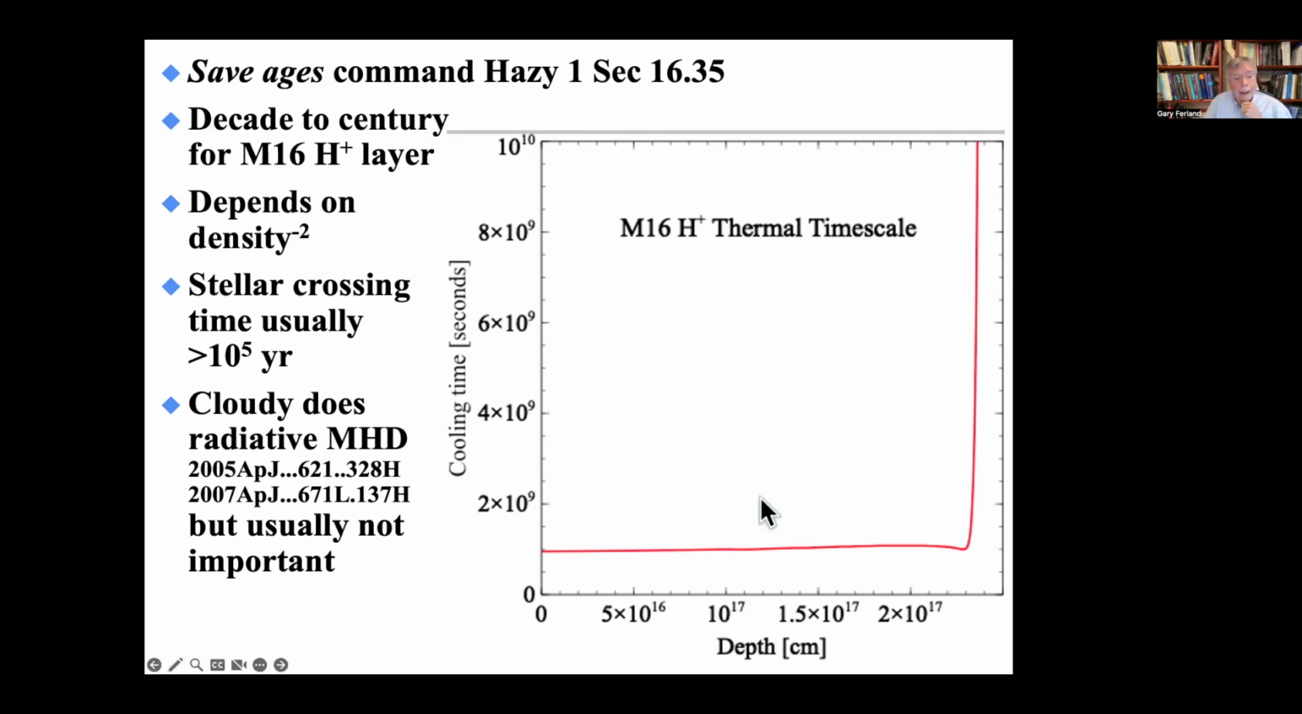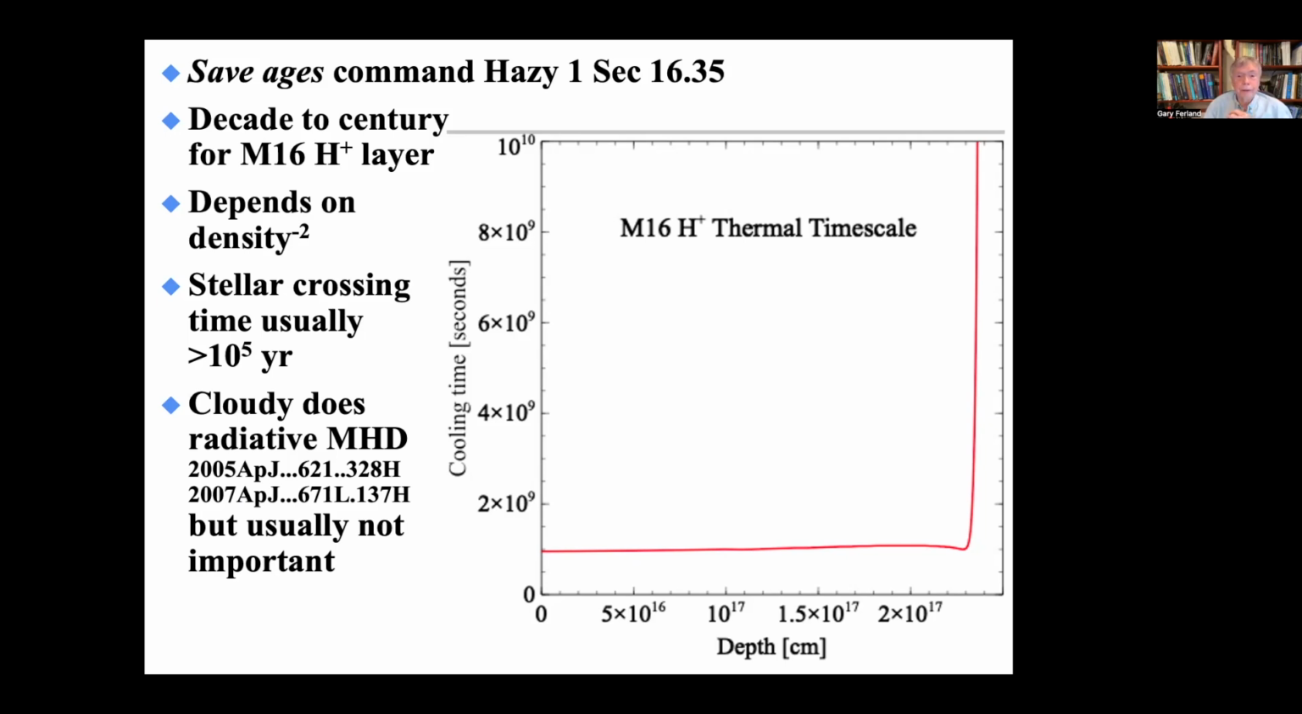For most of the cloud, the cooling timescale is about 10 to the 9 seconds. For convenience, there's pi times 10 to the 7 seconds in a year. So it takes about 30 years for equilibrium to come into being in the H plus layer of M16. This cooling timescale depends on density. For very dense regions, like a quasar cloud, it would be much, much faster than this. But for a very, very low density medium, like the intergalactic medium, it would be much, much longer.